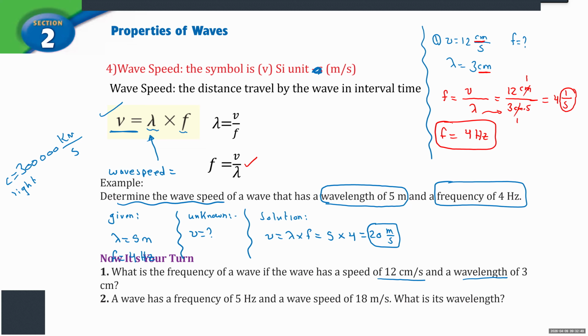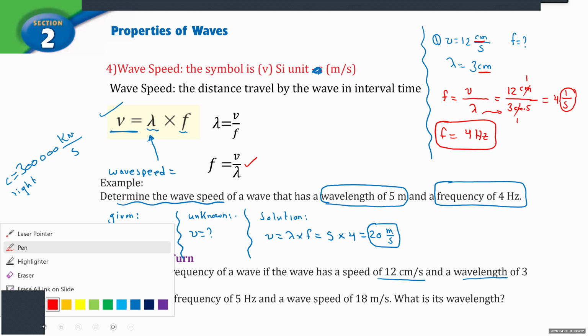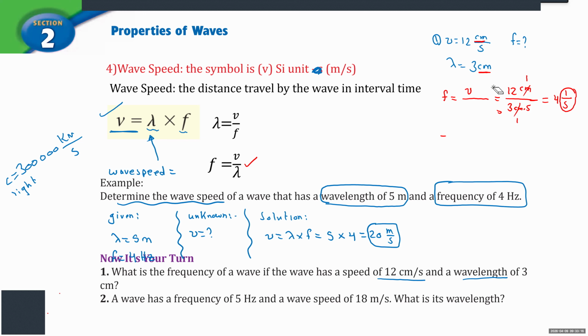For question 2, I erased the question 1 in here. I erased this, I solved it in here.